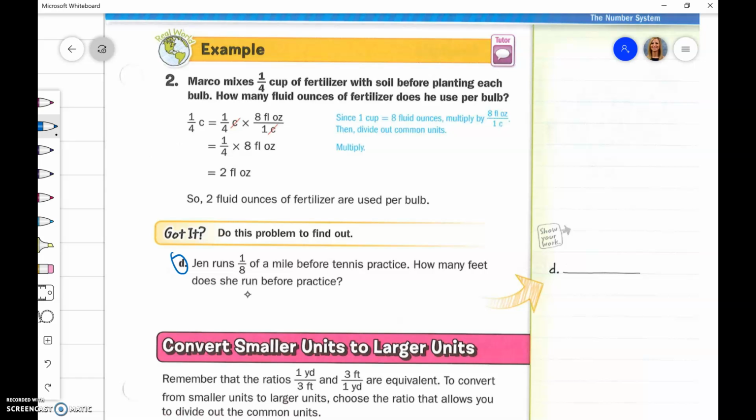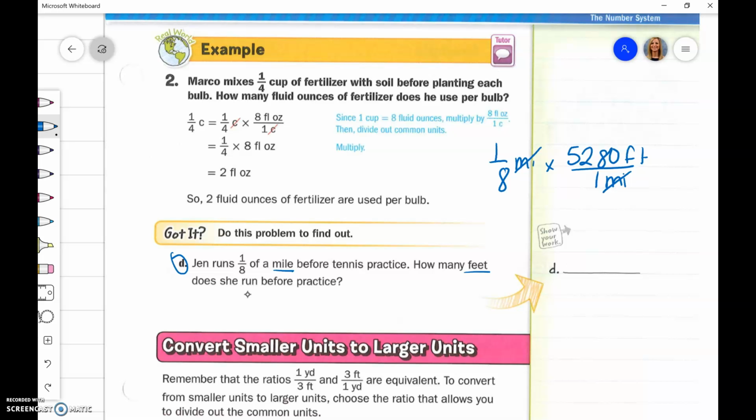Jen runs 1/8 of a mile before tennis practice. How many feet does she run? Again, we're going from mile to feet. Looking back at your chart, you're going to see that there's 5,280 feet in 1 mile. But she runs 1/8 of a mile. So she doesn't run a whole mile, but she runs 1/8 of a mile. I'm going to cross simplify those miles, get them out of the way.